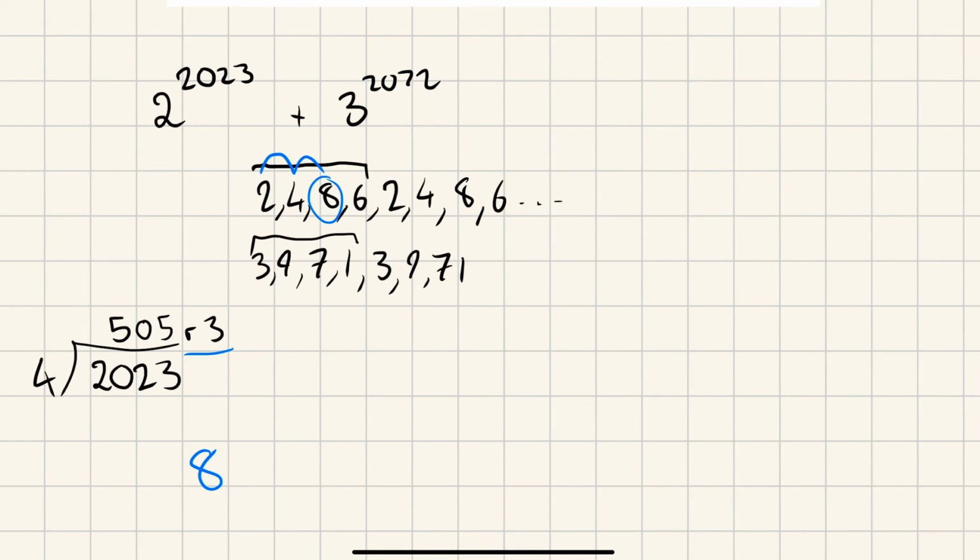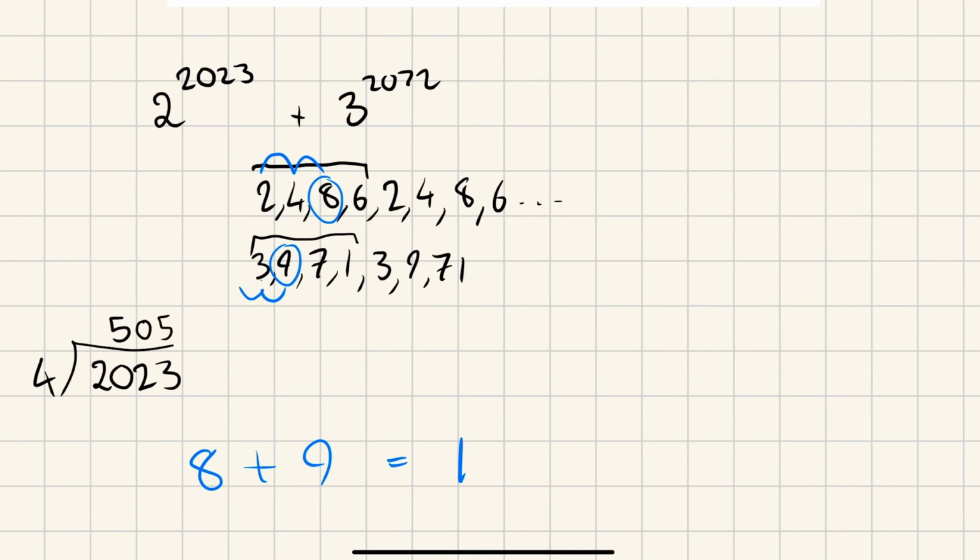Now, let's have a look at this one. 2022. Well, divided by 4 again, we know the remainder will be 2. So what this means is it's going to go 505 times through 3, 9, 7, 1. And then it's going to do 2 more. It's going to go 1, 2. The final digit is going to be 9.